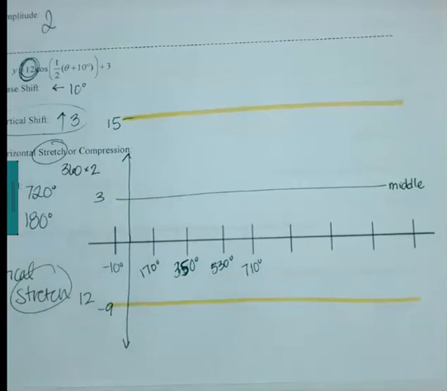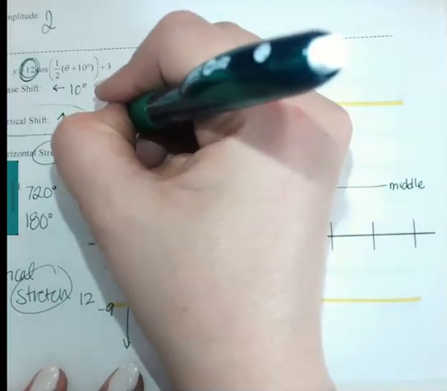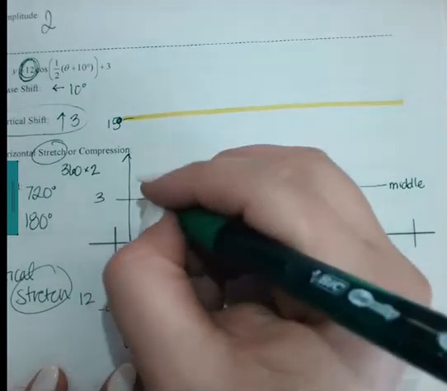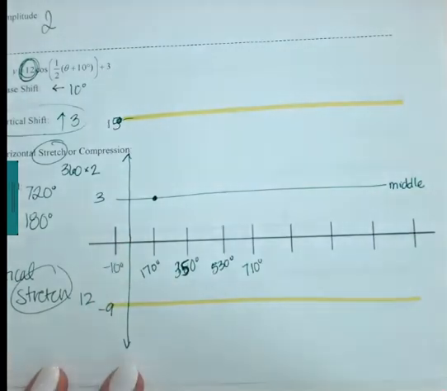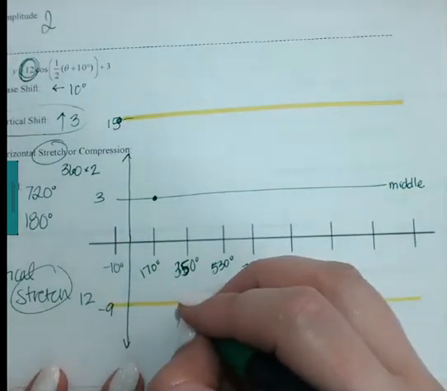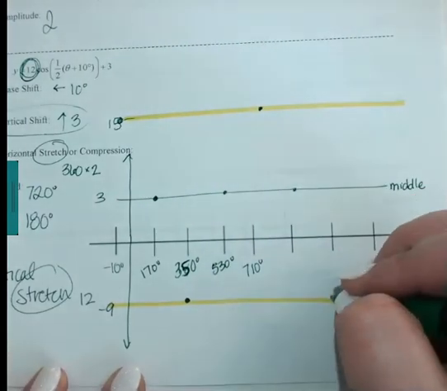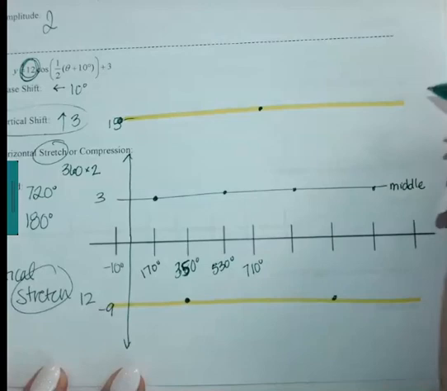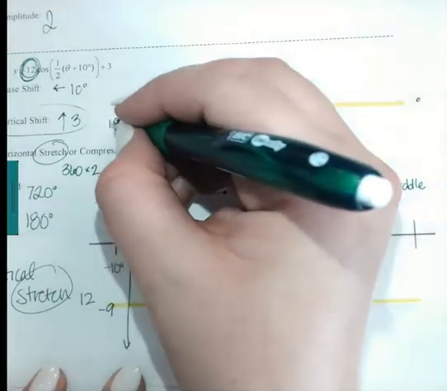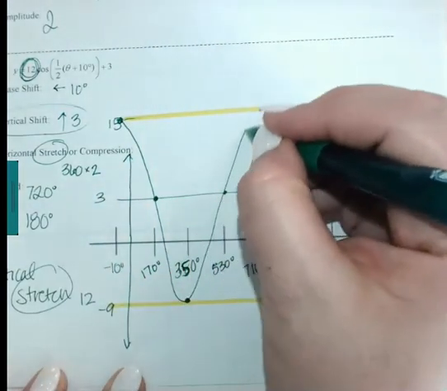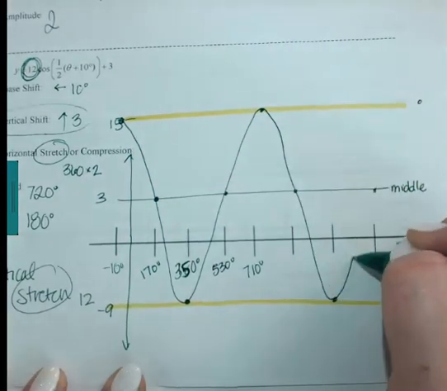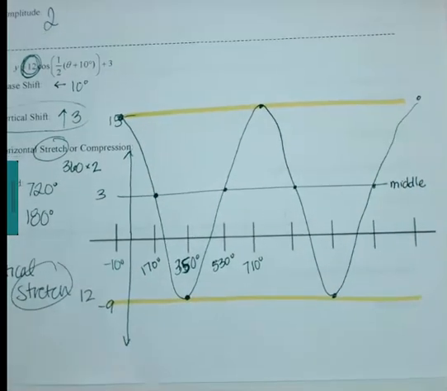And then where does cosine start? High or middle? Cosine starts high. So your negative 10 would be here. 170 would be middle. 350 would be low, then middle, then high, then middle, then low, then middle, then high. And you'd have like a really tall one. Okay? It doesn't have to look perfect, just do your best.